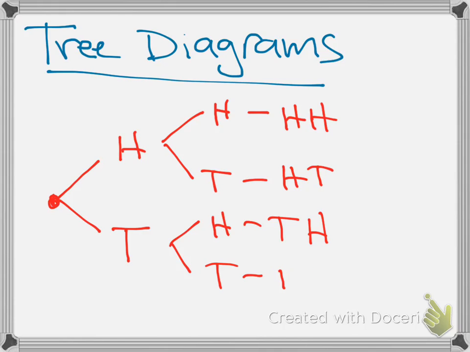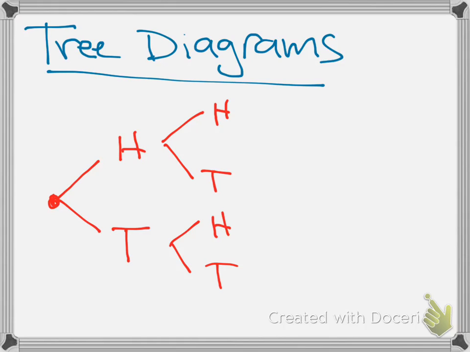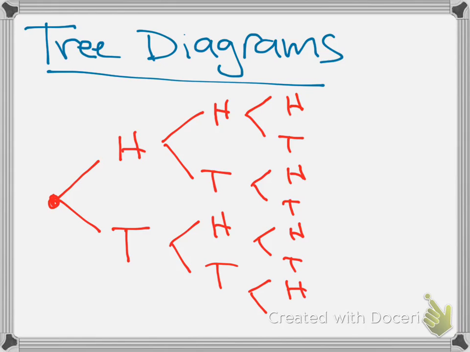You can keep using these tree diagrams as your situation gets more and more complex. Let's say we toss 3 coins. Well then, of course, off of each of these branches we have another head or tail possibility. Heads or tails, heads or tails, heads or tails. And then you can just read down the tree what each branch of that tree represents.